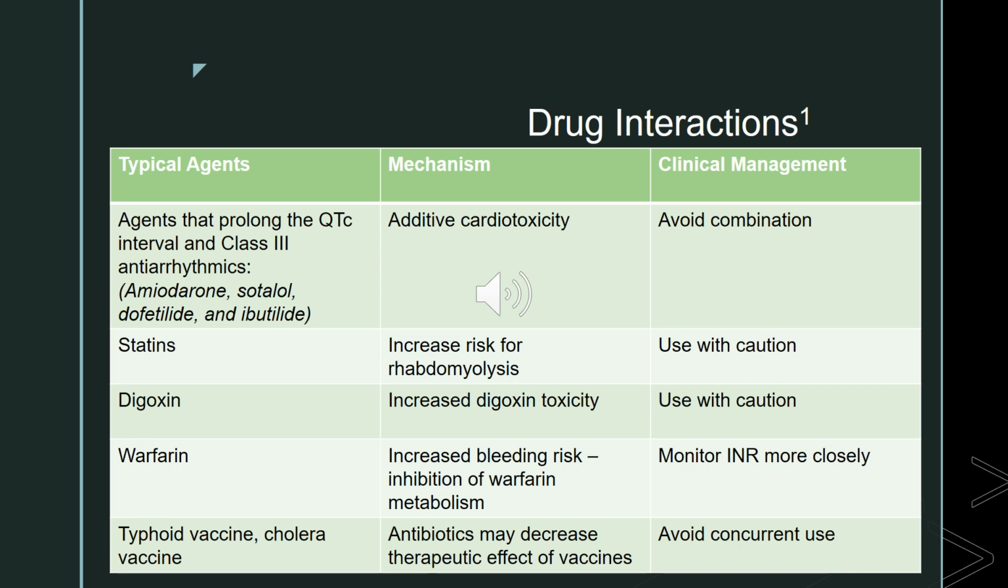In patients using statins, we have an increased risk for rhabdomyolysis, and we're going to use with caution if we have to use azithromycin. In patients who are taking digoxin, we have an increased risk for digoxin toxicity, and we're going to also use with caution. In patients currently taking warfarin, we're going to have an increased bleeding risk, increasing the INR, because of the inhibition of warfarin metabolism, so we're going to have to monitor INR more closely. In patients who are getting the typhoid vaccine or the cholera vaccine, we have listed here that antibiotics may decrease the therapeutic effect of vaccines, so we're going to avoid concurrent use of this. So we're going to wait until after we've stopped using the antibiotic.